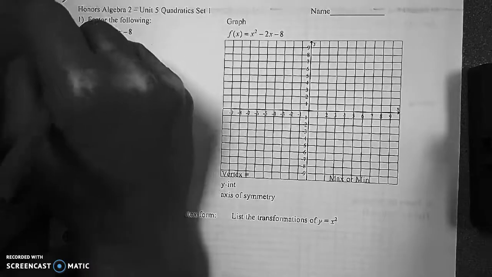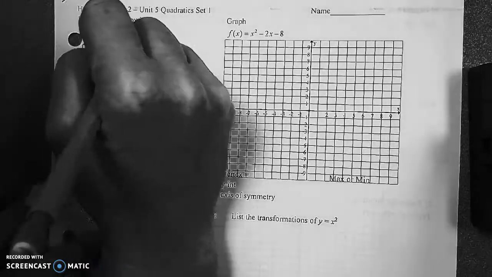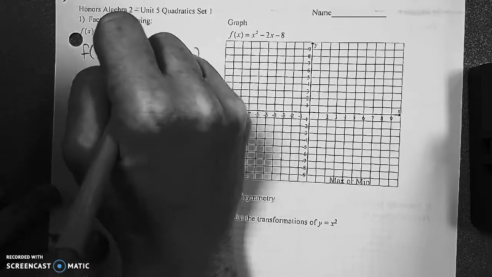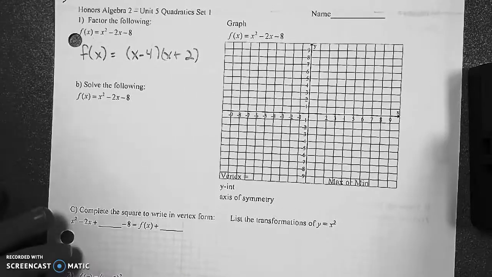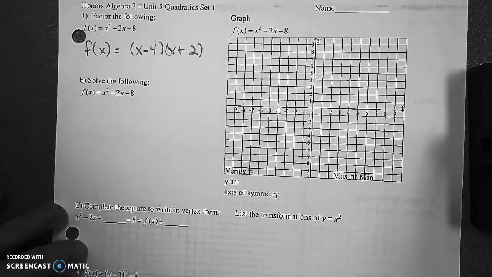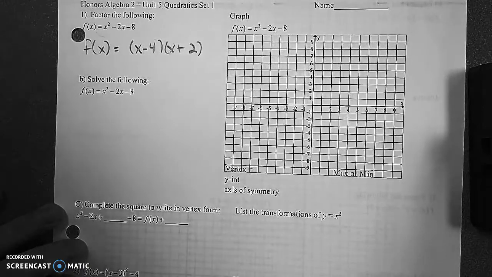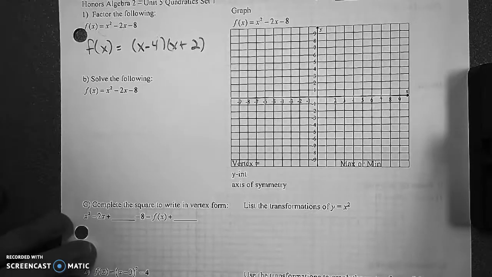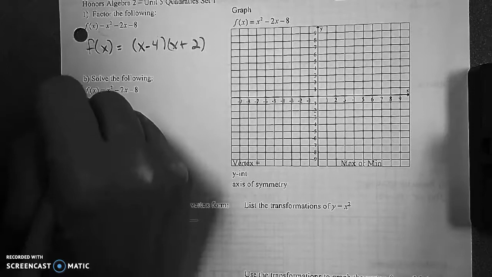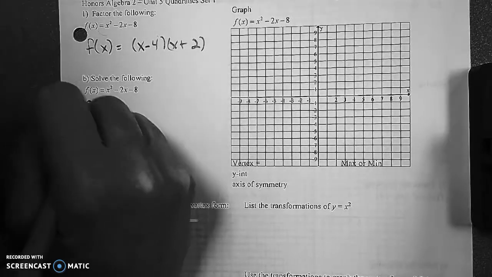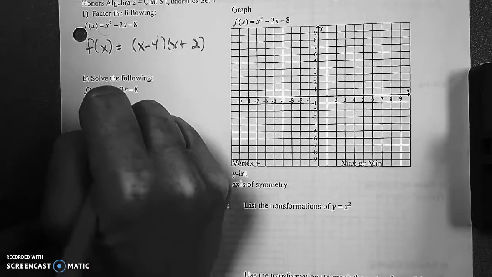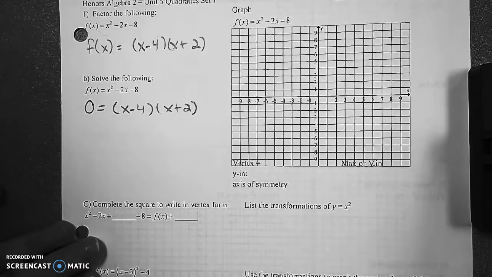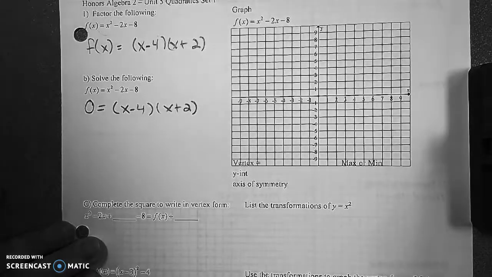It says factor this, and so we should use trial and error here. If I use trial and error, I can see that it's going to factor into x minus 4 and x plus 2. Then it says solve the following. Remember, solve means find the roots, zeros, solutions, and x-intercepts. So in order to solve, you always let y equal 0. And I'm going to go ahead and use the factored form here.